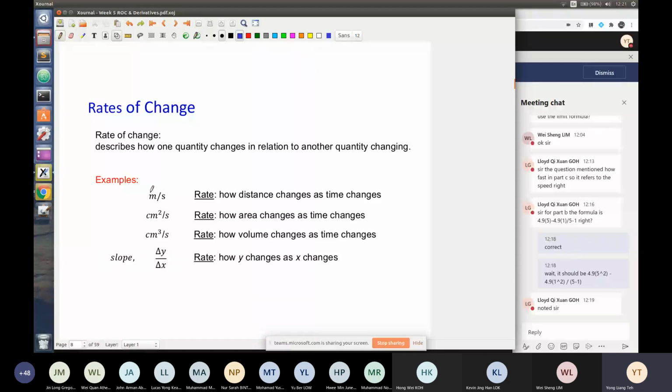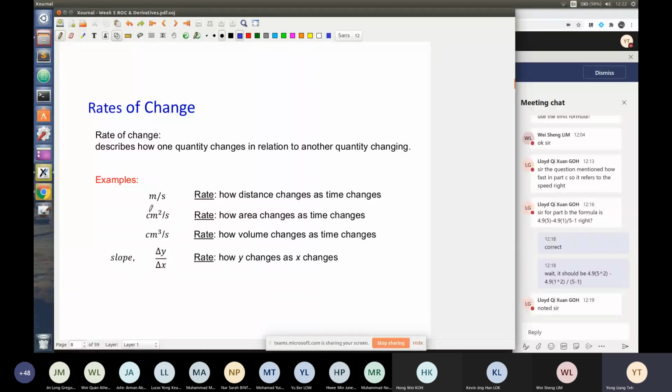So for example, if you have a velocity of 10 meters per second, what does that mean? That means after 1 second, you would have moved by 10 meters. Similarly, you're familiar with the speed on a vehicle, for example 100 kilometers per hour. That represents that in 1 hour, you would have moved by 100 kilometers. So that's the meaning of speed or velocity.